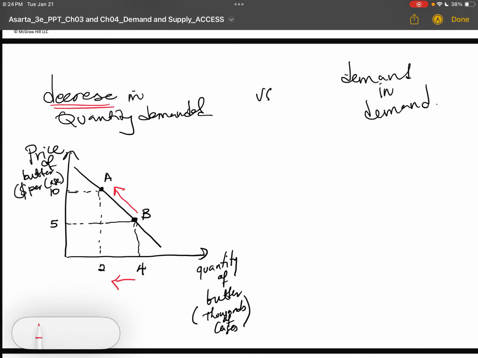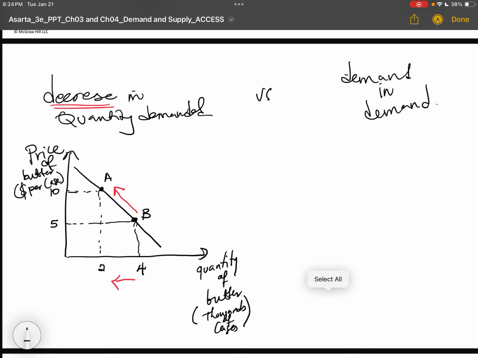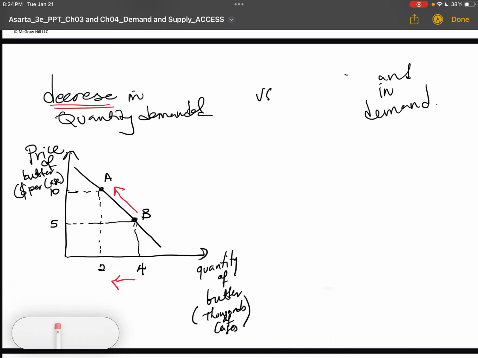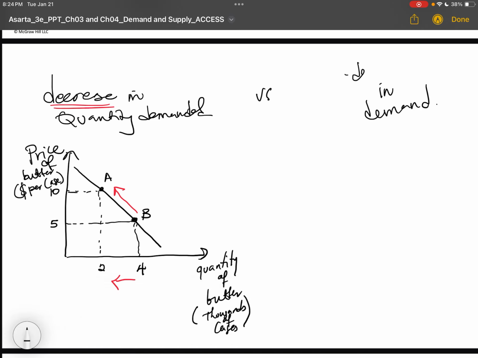Okay. Let's do a change. I wrote demand in demand. What I want is decrease in demand. Okay, let me adjust that. Decrease in demand. Okay.